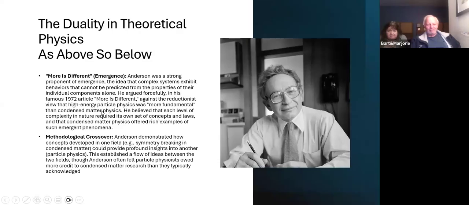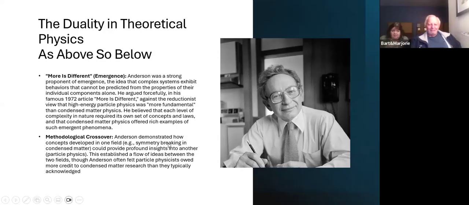So each level of complexity in nature, he felt, required its own set of concepts and laws. And there were a lot of parallels between solid state physics and particle physics and these new phenomena that would emerge out of all this. And he gave lots of examples of these things. And so he argued that particle physicists really owed a lot more to condensed matter research than they ever acknowledged.